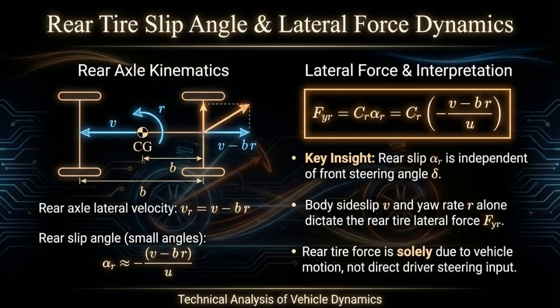The rear axle experiences a lateral velocity of v minus b times r. This leads to the rear slip angle, written as alpha r approximately equals minus (v minus b times r) divided by u. Unlike the front tires, the rear slip angle does not depend on the steering angle delta. It is determined only by vehicle side slip and yaw rate. As a result, the rear lateral tire force is given by Fyr equals Cr times alpha r.